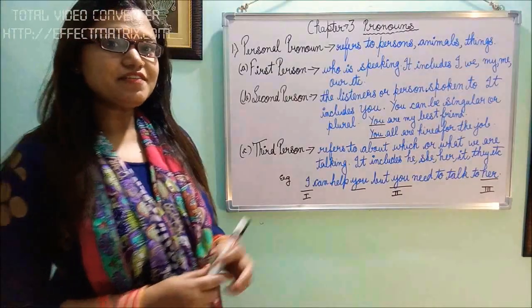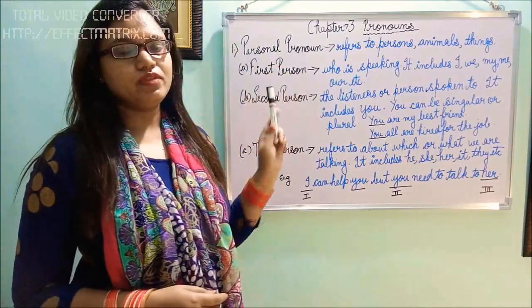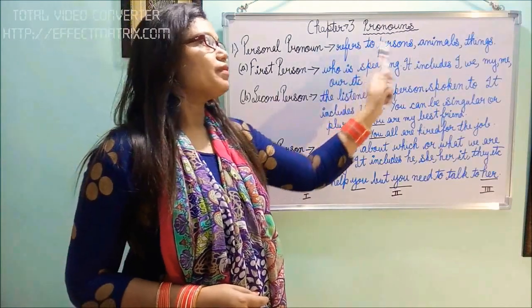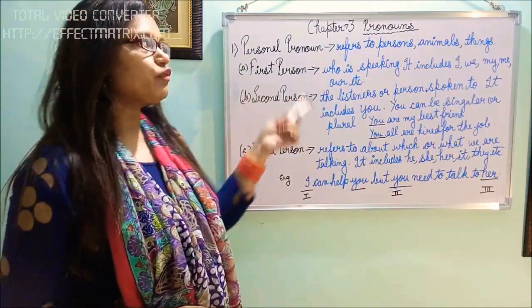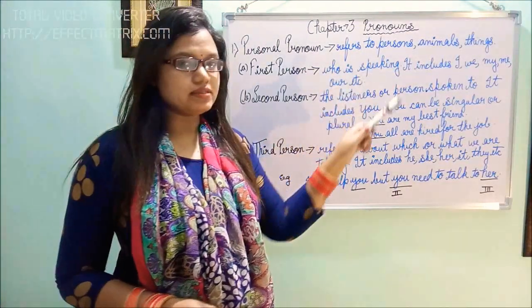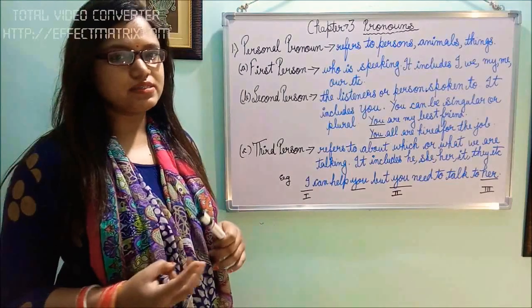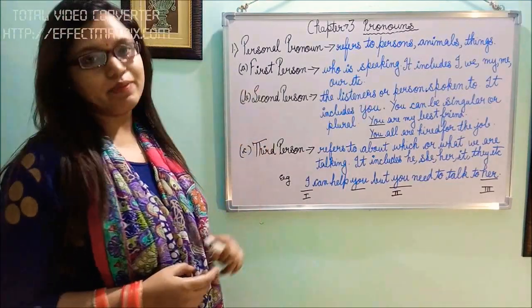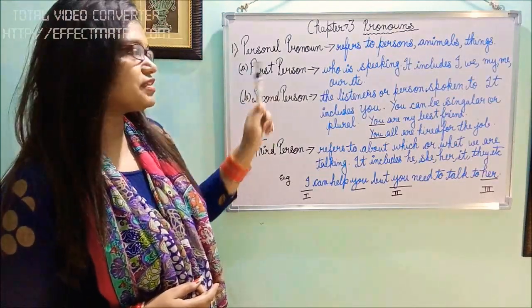So now students, we will discuss our first kind, and that is personal pronoun. See here students, personal pronouns refer to persons, animals or things. That means personal pronouns are used for persons, animals or things. Personal pronouns stand for 3 kinds of person. Now, there are first person, second person and third person. Right?